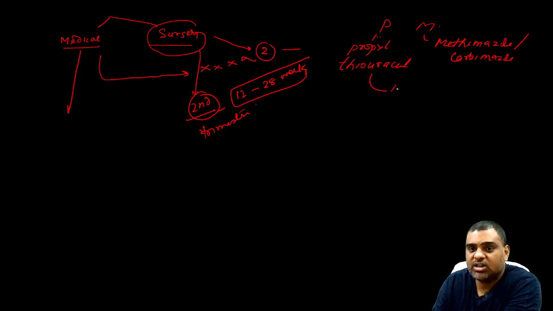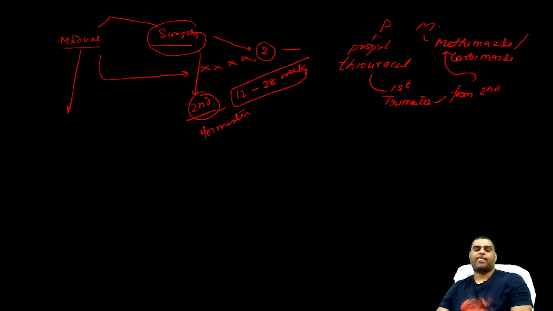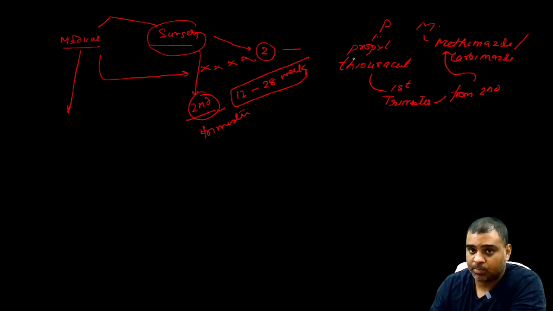This is given till first trimester, and from second trimester, methimazole or carbimazole is given. Why is propyl thiouracil given in the first trimester, while methimazole and carbimazole are not? Please remember, earlier propyl thiouracil was given till second trimester.